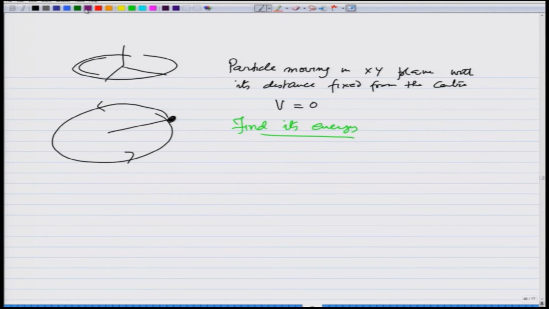So, the Hamiltonian for the system is nothing but the angular momentum square divided by 2 m r square, where r is fixed, let us say the radius is given to be r, and angular momentum is only z angular momentum. Because V is 0, angular momentum is conserved. So, I can write it like this, and this is going to be minus h cross square over 2 m r square d 2 by d phi square.